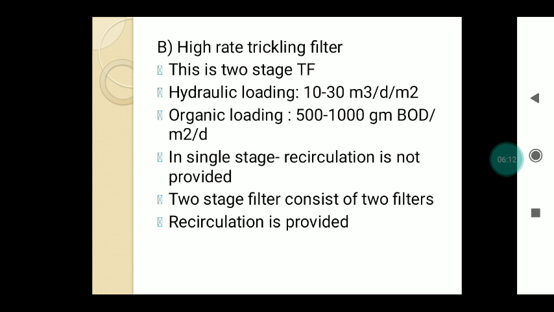So the next type is the high rate trickling filter, which has two stages of the trickling filter. The hydraulic loading of the high rate trickling filter is about 10 to 30 meter cube per day per meter square, and the organic loading is 500 to 1000 gram of BOD per meter square per day. In the first or single stage, recirculation is not provided, but in the second stage recirculation is provided, and it consists of two filters in the second stage.